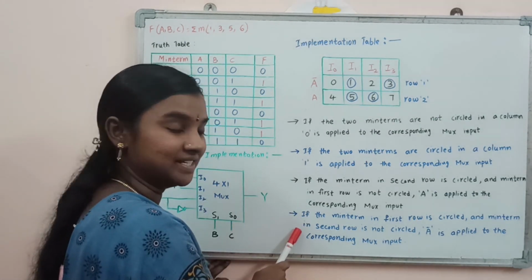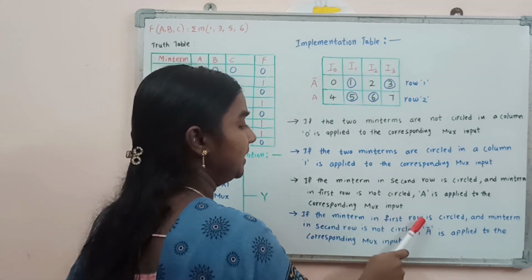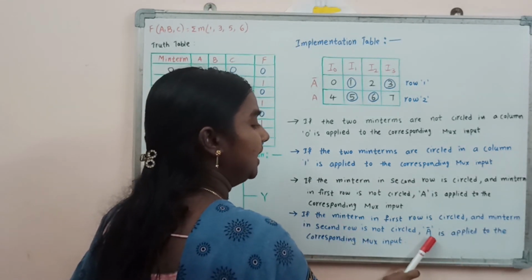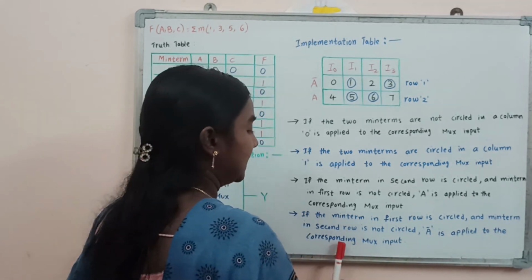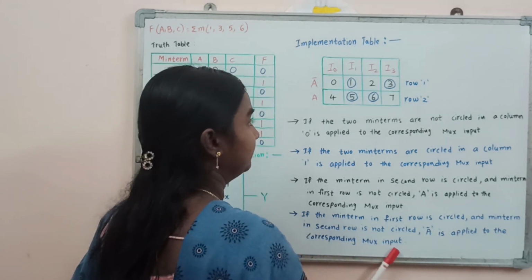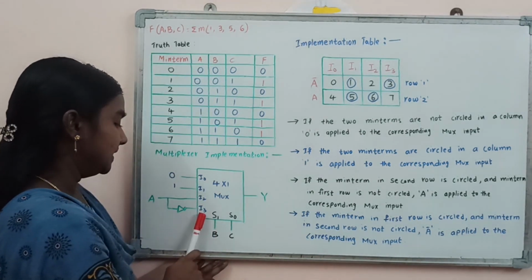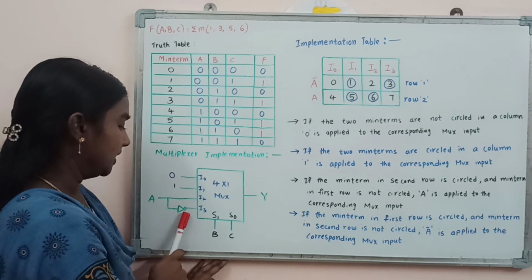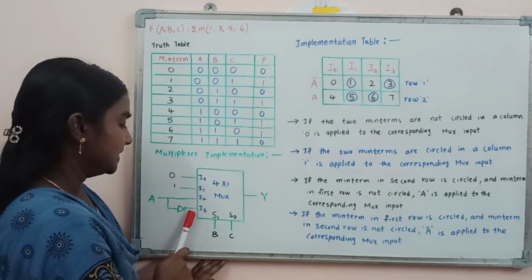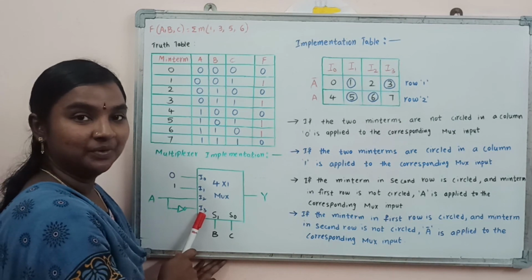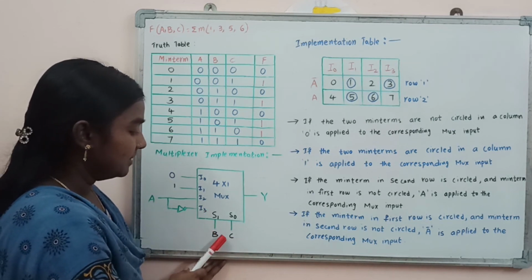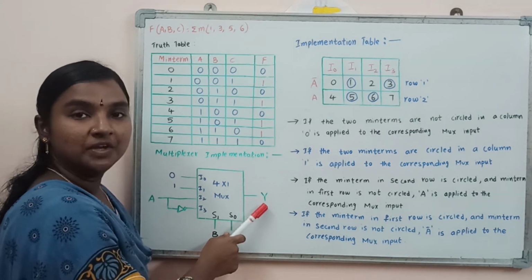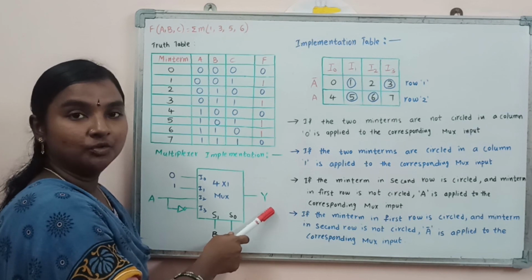Coming to the fourth instruction, if the minterm in the first row is circled and the minterm in the second row is not circled, A complement is applied to the corresponding multiplexer input. So here, coming to this I3 input, the variable A is passed through a NOT gate, which means we are applying A complement to this I3 input. The variables B and C are connected to selection lines S1 and S0, and this is the function output Y.